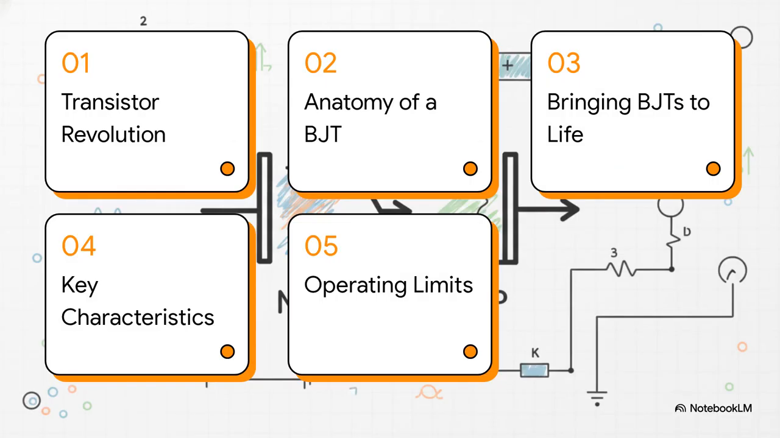So, here's our roadmap for this explainer. We'll start with the transistor revolution, then break down the anatomy of a BJT and see how we bring them to life. After that, we'll hit the key characteristics and parameters. And finally, wrap up with operating regions and limits.